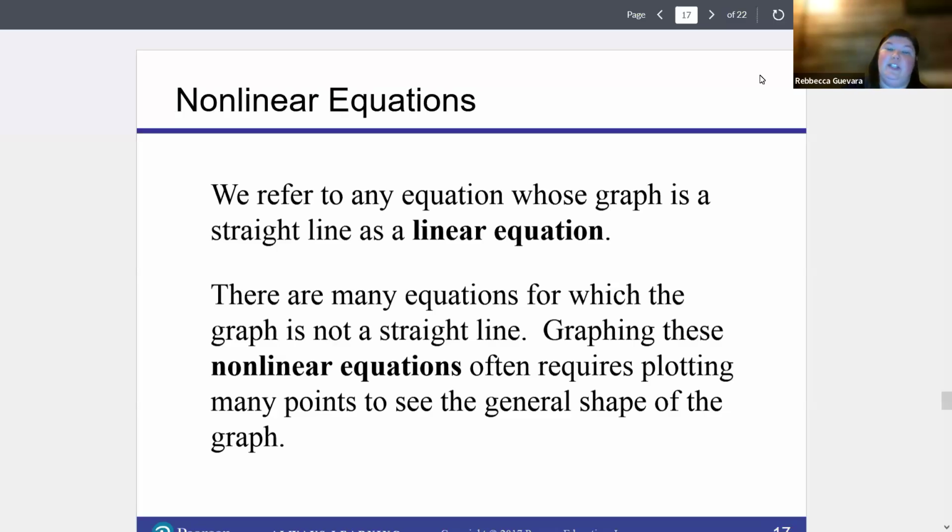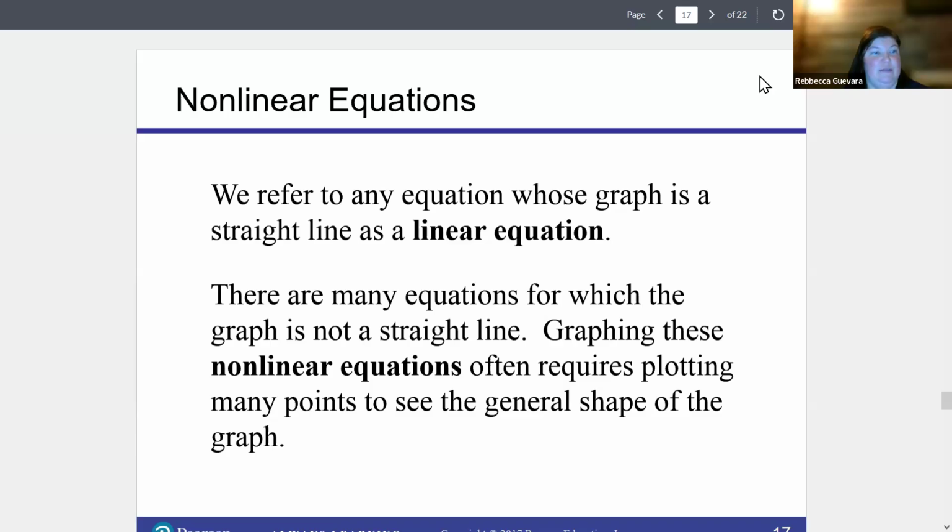So nonlinear equations are not going to be straight lines. They're going to be different kinds of lines. They're going to have usually some sort of curve to them. So there are many equations. Most of our equations are not straight lines, actually. Having straight lines is a little rare. So we need a little more points than just 3. So we're usually going to aim for like 5 points here.